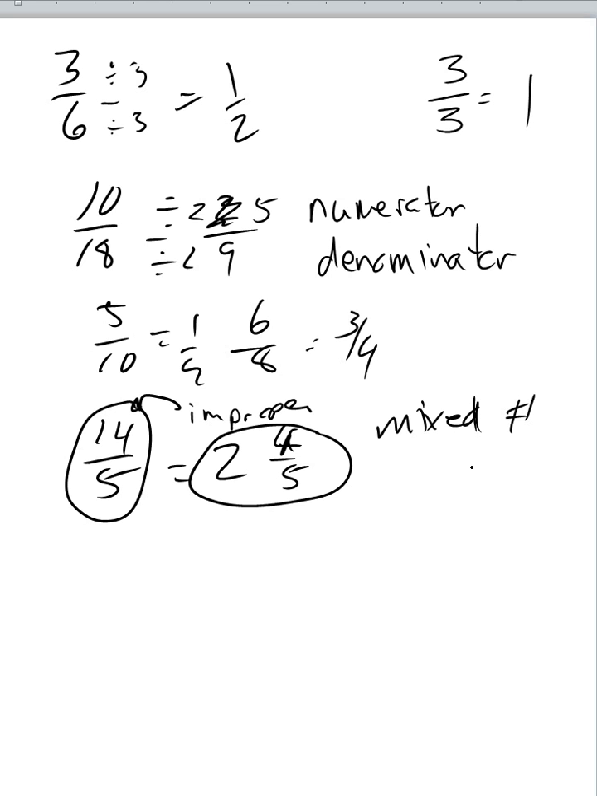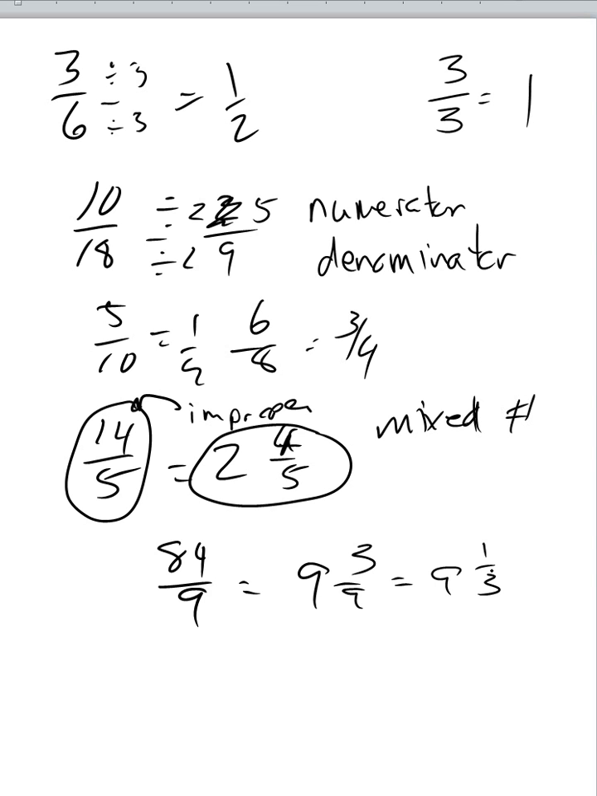So if you had something like 84/9, 9 goes into 84 9 times with a remainder of 3. So 9 3/9, but also would be 9 1/3 then, because we can reduce that 3/9 down to 1/3 that way.